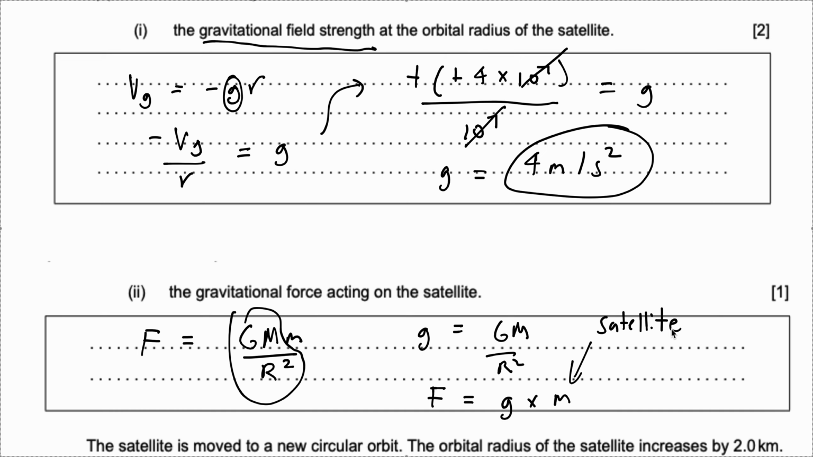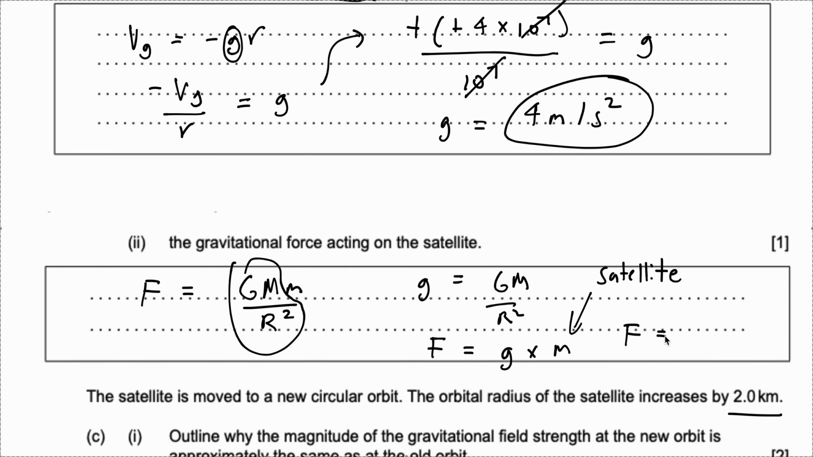So F is basically equal to g, 4, times 750, and that's basically, put this in your calculator, 3,000 newtons.